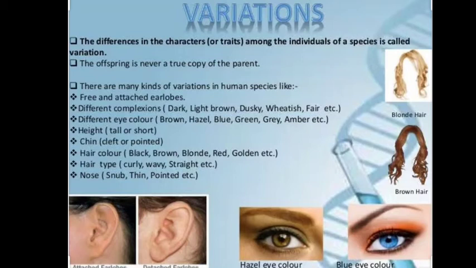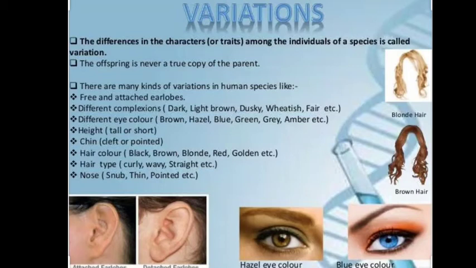Now what type of variation can you find in humans? We will find free and attached earlobes. Then we will find different complexions. Some are light, some have dark complexion, some light brown, dusky, whitish, fair, etc. We can find the difference in the eye color. Some have brown, hazel, blue, green, grey, amber, like this. Then the height, tall or short. Chin, that is cleft or pointed. The hair color can be black, brown, blonde, red, golden, etc. Hair type: curly hair, wavy hair, straight hair. Nose: it is snub, thin, pointed, etc.